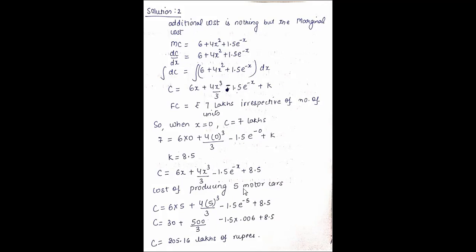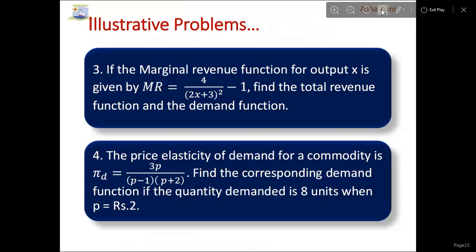Okay. Now cost of producing 5 motor cars. Okay, number of units what? 5. This is why putting x equals 5 in total cost, we get the total cost of 5 motor cars. Okay, this is the 5 motor cars. So total cost will be 205.16 lakh in rupees.